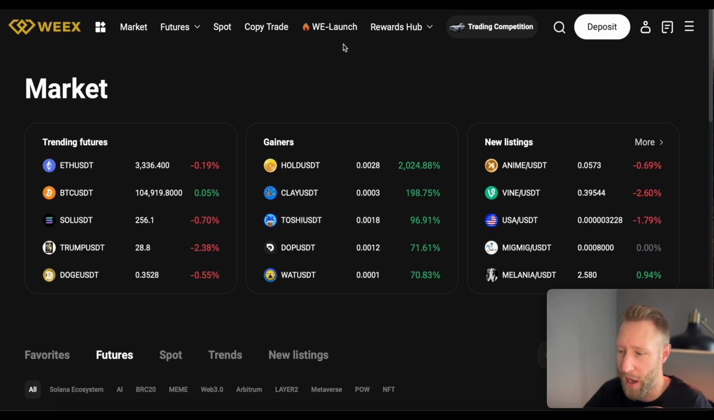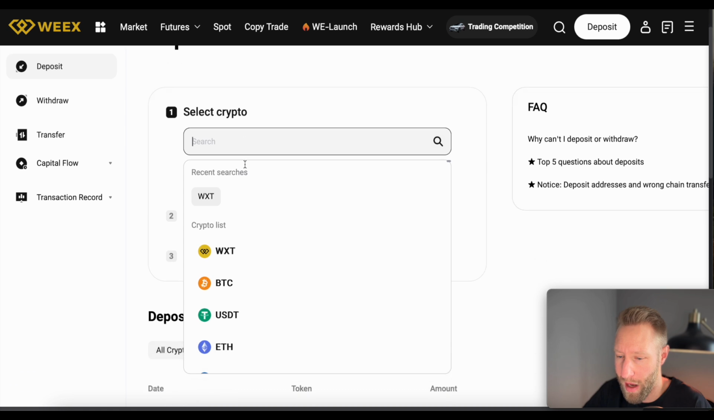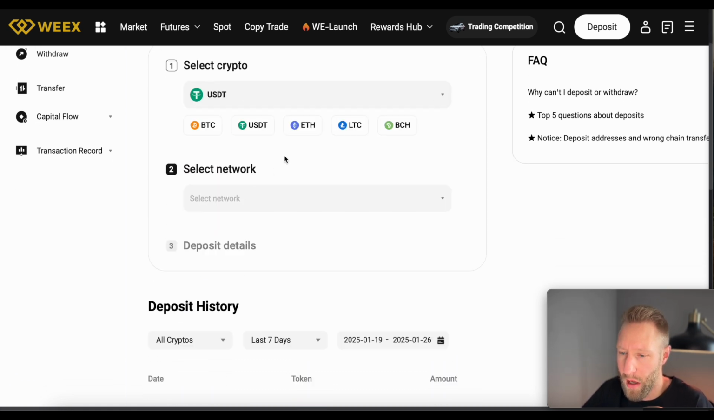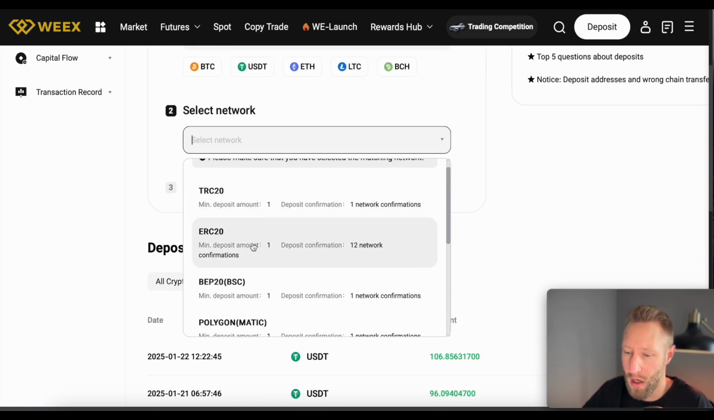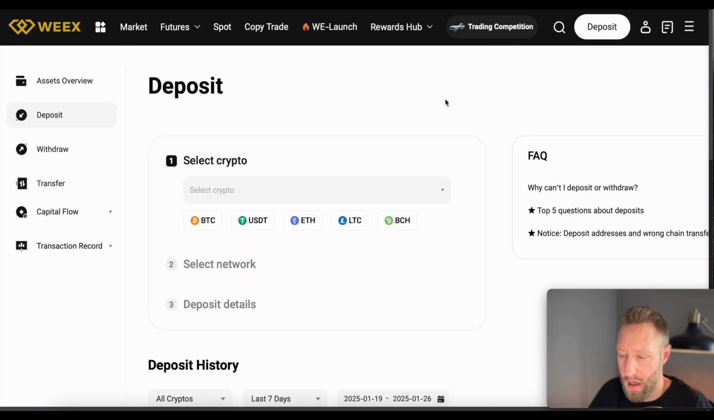And so if you're looking to deposit funds on the exchange, you can go over here to deposit in the top right corner. You can select the cryptocurrency you're looking to deposit. They have a lot of different cryptocurrencies on here. If I have USDT here, I can select that, and then select the network I'm looking to send it on. If I'm looking for ERC20 here, I can select that, and it will provide me with a deposit address here. By copying that over to the exchange or wallet that you are using to send funds to Weex, you can deposit your funds on the platform.